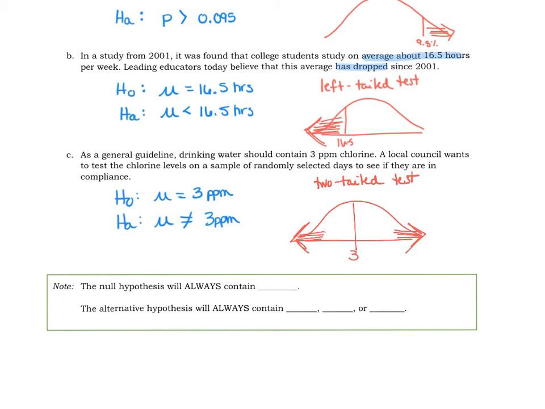Now, a couple of things I can tell you as you go through this process. The null hypothesis will always, always, always contain an equal sign, because we are saying, based on what we know or have always believed to be true, this is the percentage or this is the mean. That's an equal sign. The alternative hypothesis will always contain either a greater than sign, a less than sign, or a not equal to sign. If you are using any other symbols in either the null or the alternative hypothesis, you are doing it incorrectly.